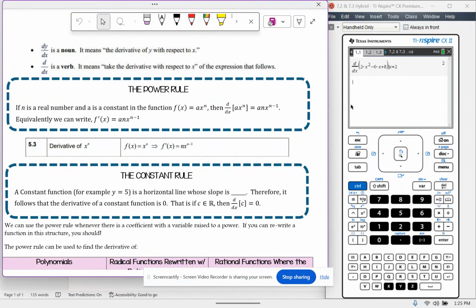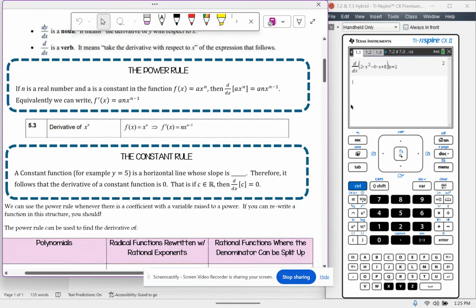So d/dx is notation telling you that you need to take a derivative, whereas dy/dx equals the derivative that you found, okay? All right, so let's kick it off with the power rule, which I feel like a lot of you have already kind of discerned as you watch us calculate some of these limits longhand. So the power rule is, if n is a real number and a is a constant, in the function f of x equals a times x to the n, what do you notice? There's a coefficient out front, x, and then it's raised to a power. So if we can get something into that form, we can use the power rule, which is a really easy way to calculate a derivative.